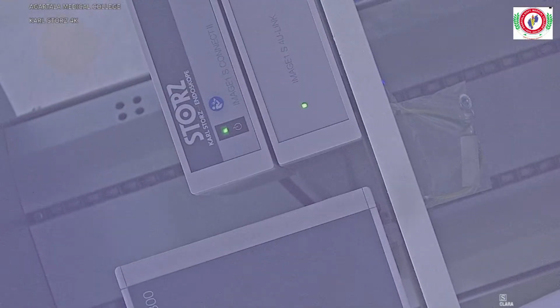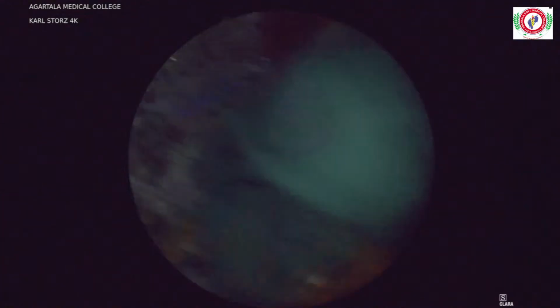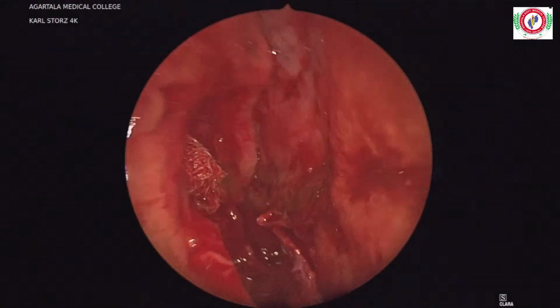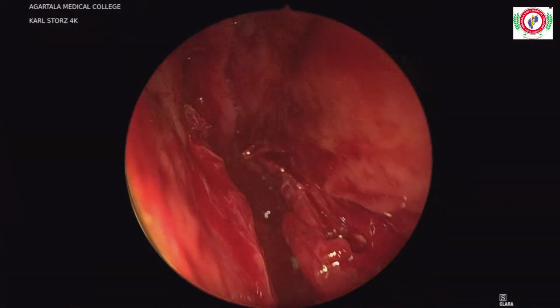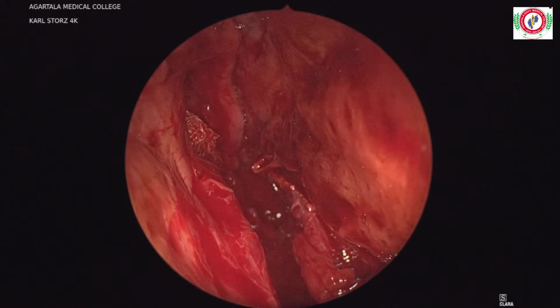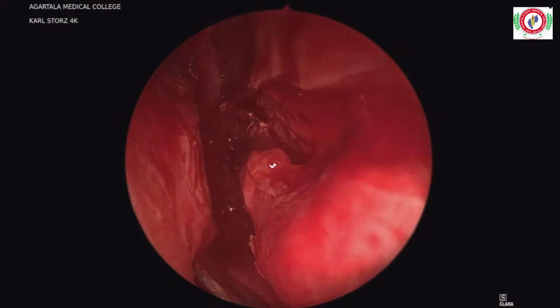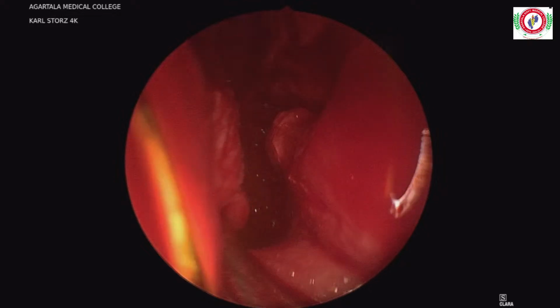There is not much bleeding as such now. Okay, give me 0 degree. Zero degree scope. No, not the divider. 0 degree scope. Give me elevator. Elevator, please.